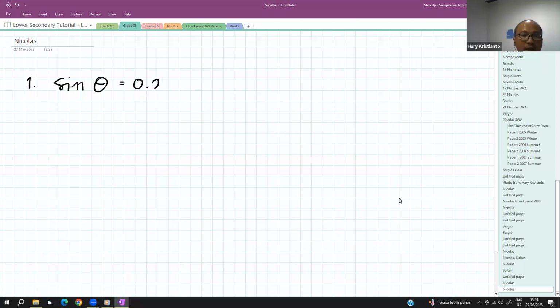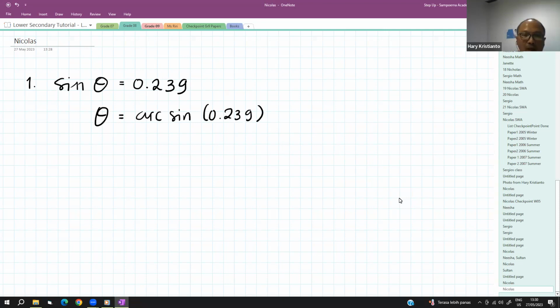Sine theta is 0.239. So theta is then equal to arcsine of 0.239, or you can also write sine to the power of -1, 0.239. So you get your calculator. In some mobile phones, you also have that.